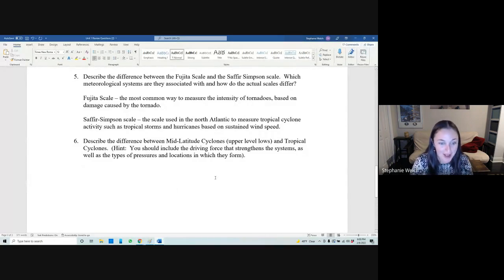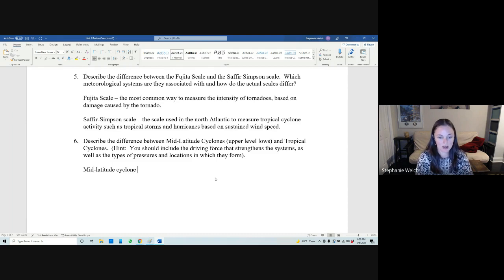I'm sorry. Describe the difference between mid-latitude cyclones, or upper-level lows, versus tropical cyclones. Include driving force, types of pressures, locations where they form, etc. Okay, so a mid-latitude cyclone was the main subject of lecture 3. We talked about air masses, fronts, and cyclonic systems, and specifically mid-latitude cyclones.